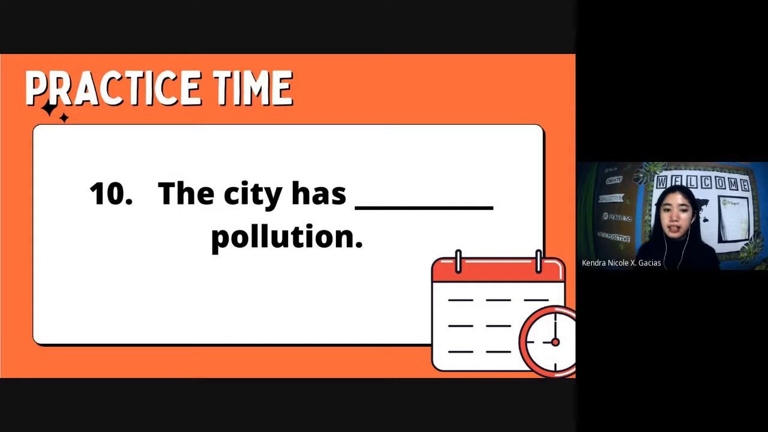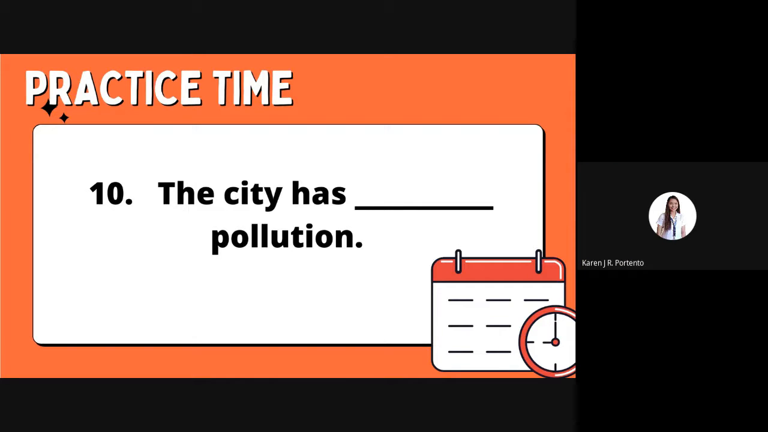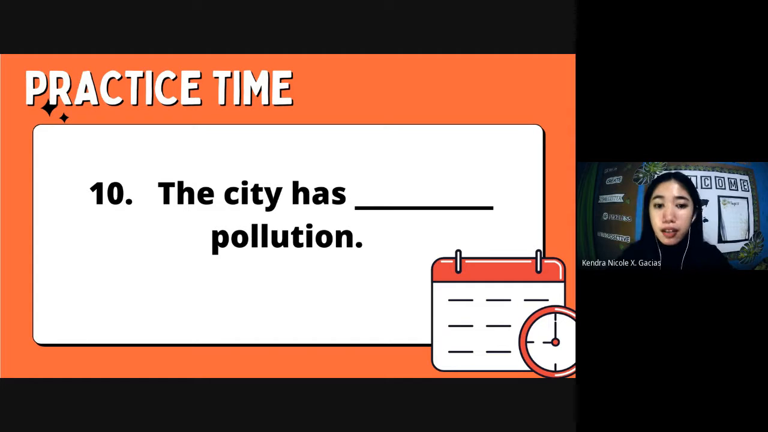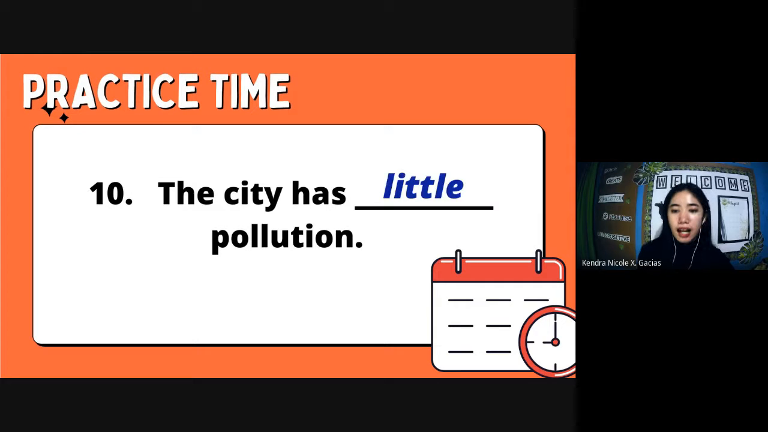All right. So the city has blank pollution. What do you think is the missing quantifier here, Karen? The city has little pollution, ma'am. Okay. So thank you. We'll see if your answer is correct. All right, great. So you gave the right answer. So pollution is something that we do not want. So to make it positive, we use little.